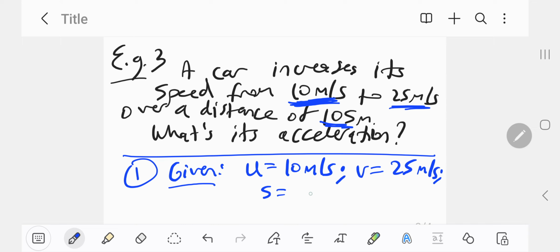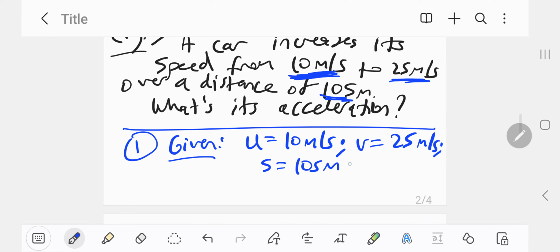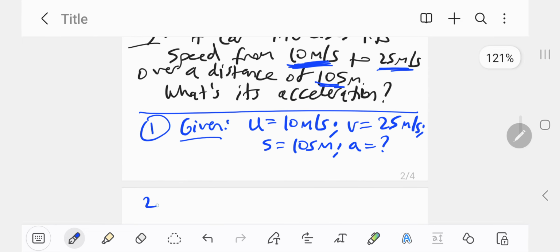So that's s, displacement, 105 meters. We can't use d, we have to use s. We have to use the SUVAT equations. So we need to find acceleration a. So what do we need? We need to use one of these formulas.